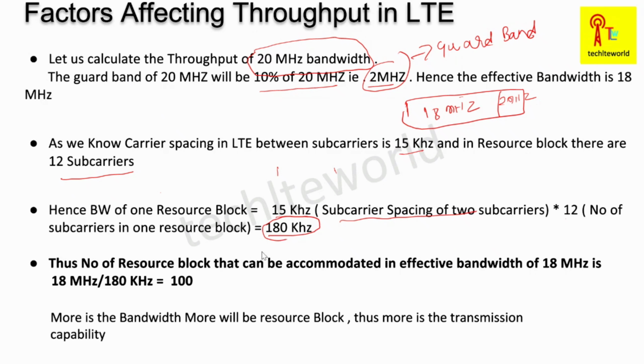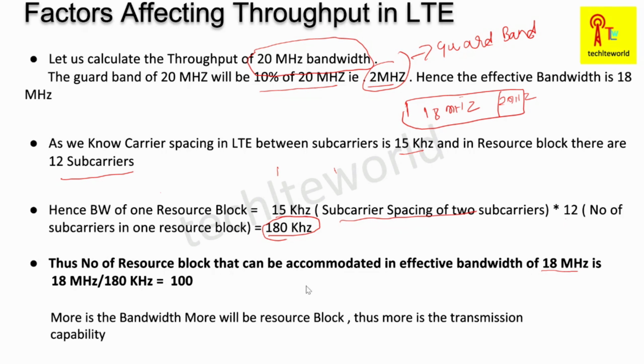And from this particular value, we'll be calculating the number of resource blocks that can be accommodated in the effective bandwidth of 18 megahertz. The remaining 2 megahertz we are not using, because it has been considered for guard band. So the remaining bandwidth, that is 18 megahertz, which is also called the effective bandwidth, is where we will be transporting our resource blocks.